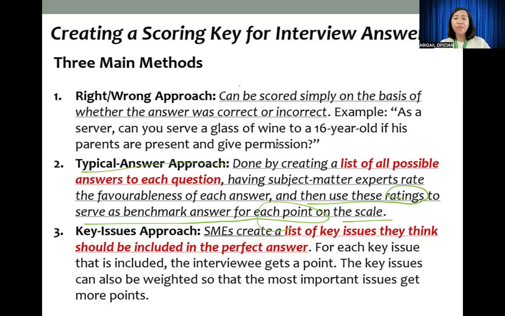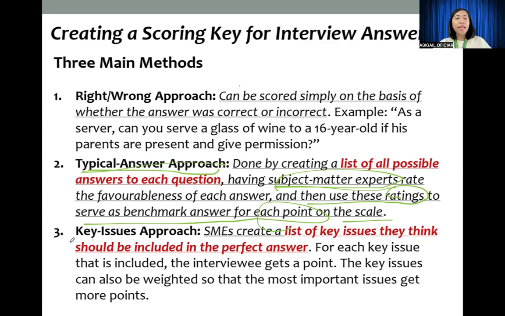But of course, the subject matter expert should really look into these answers. Kasi baka mamaya unrelated naman yung mga sagot ng mga respondents natin. Kaya mahirapan tayong makita kung alin doon ang pinakamataas ang score at pinakamababang score. So we really need here the subject matter experts. Then another problem with typical answer approach is minsan kasi ang daming sagot.